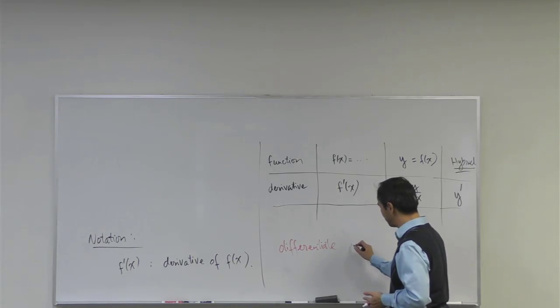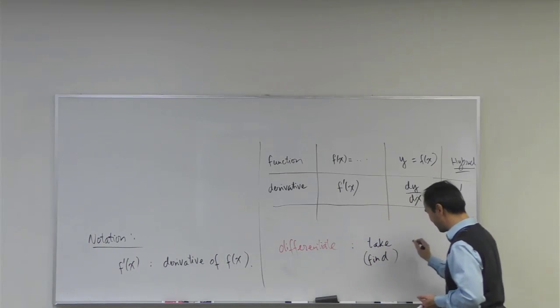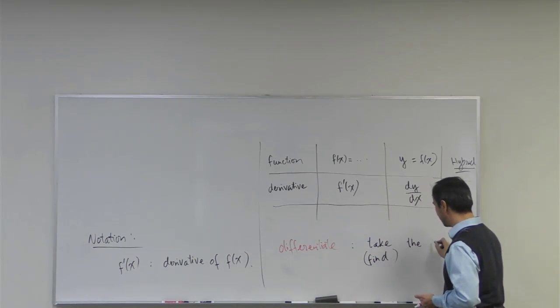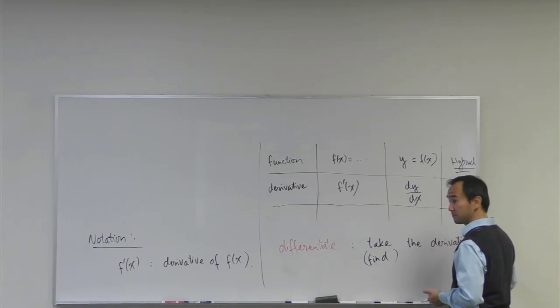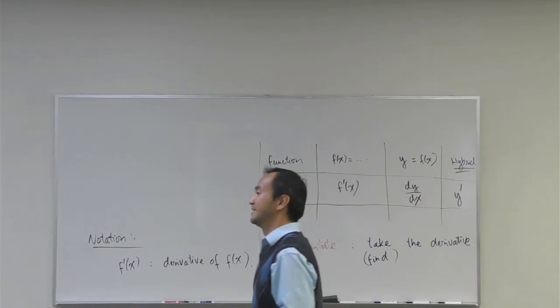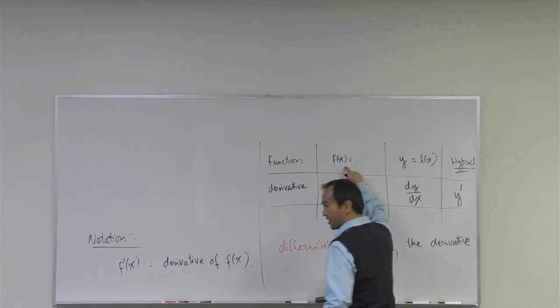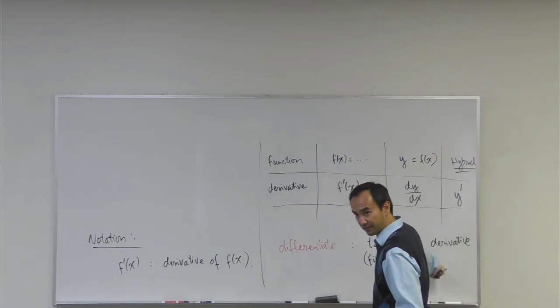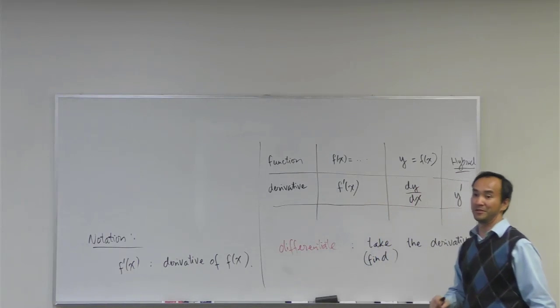It means the same as take, or in many other instances, find. We find the derivative. So differentiating means that process of finding the derivative, or just for short as a verb, differentiate the function f of x. It means we find the derivative of that function f of x, and then differentiate whatever else. See what I'm saying now?